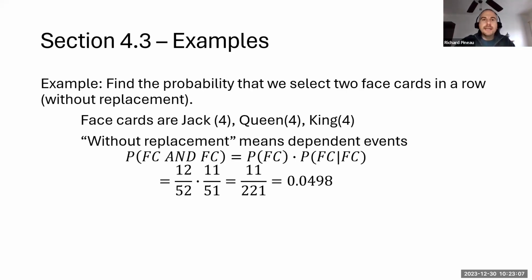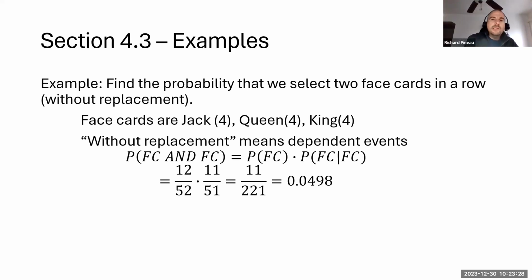What am I exactly selecting? Let's find the probability that we select 2 face cards in a row without replacement. Face cards we have to remember are the jacks, queens, and kings, and there are 4 each, so 12 total. They're called face cards because they have a face. All right, easy enough. Without replacement means dependent events.